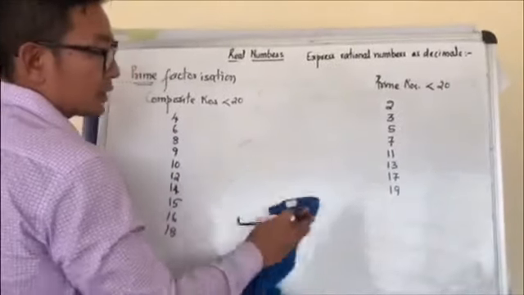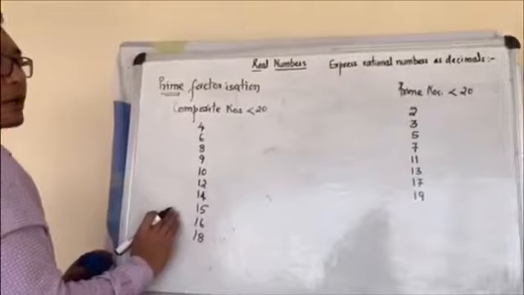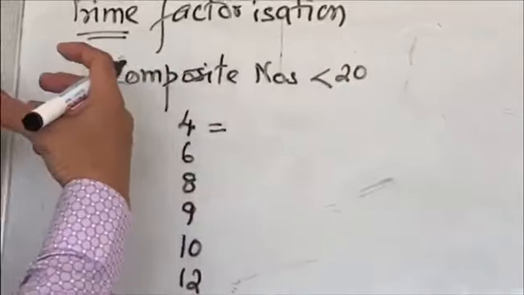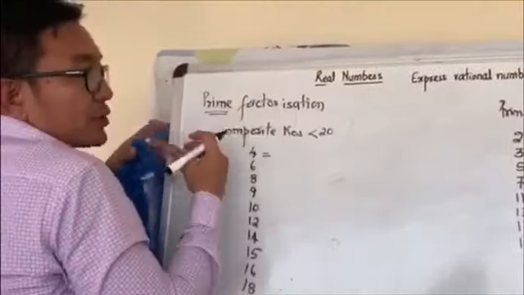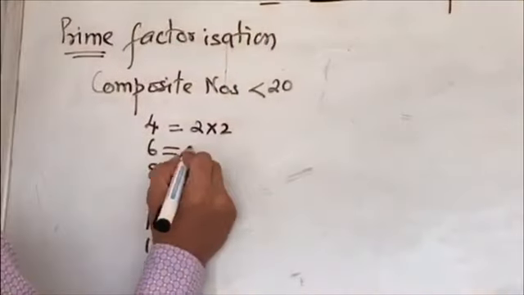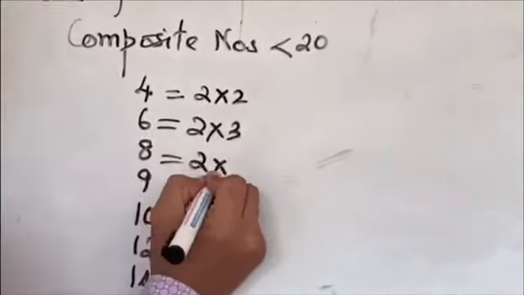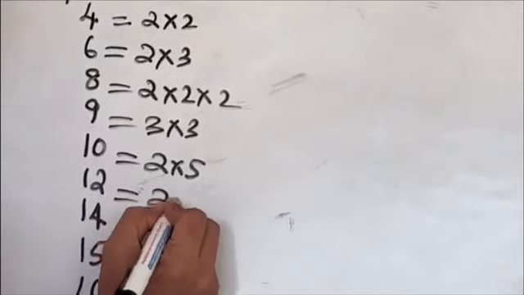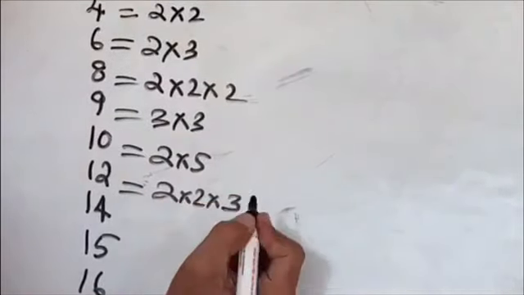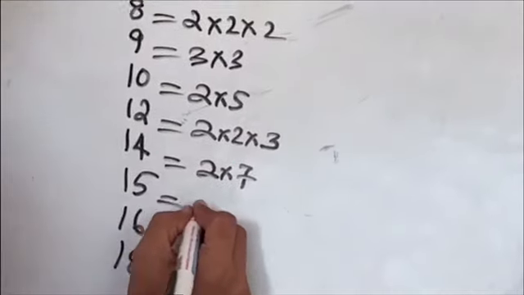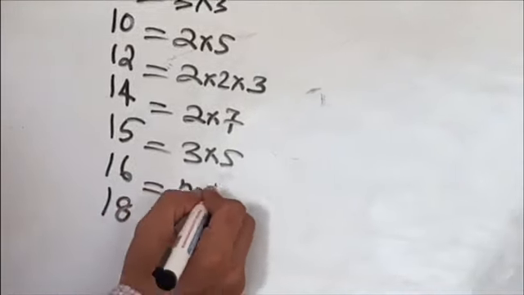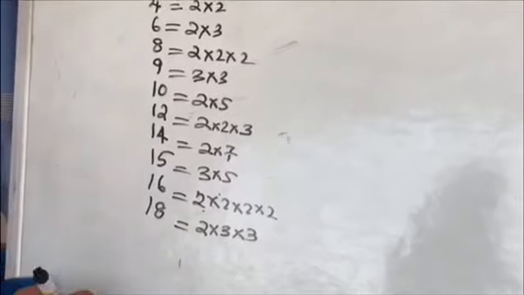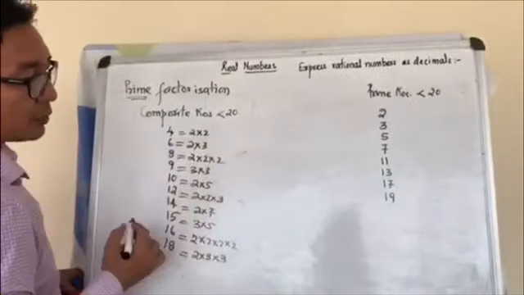A composite number is composed of prime numbers: 2 times 2, 2 times 3, 3 times 3, 2 times 5, 2 times 2 times 3, 2 times 7, 3 times 5, 2 times 2 times 2 times 2 and 2 times 3 times 3. These are made of prime numbers.